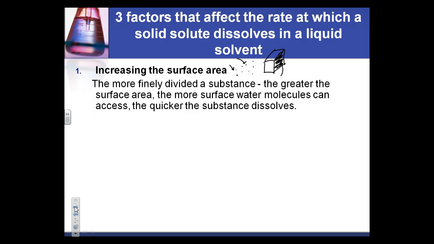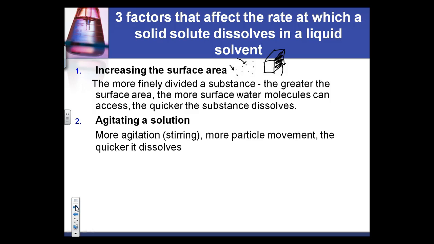So increasing the surface area is a way of affecting the rate at which a solid solute dissolves in a liquid solvent. Another one would be agitating a solution. Agitation is another word for stirring. So the more agitation, the more particle movement, and the quicker it dissolves. So we can get the water more access to those solids.